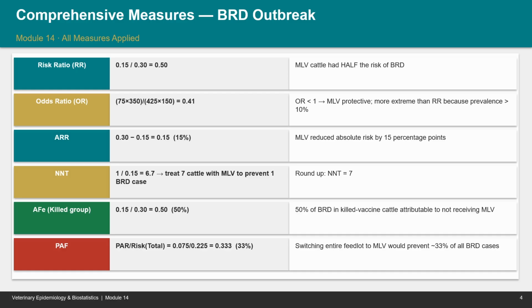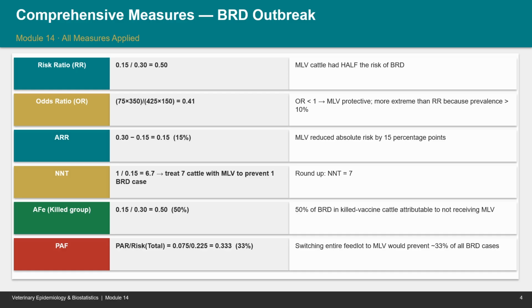Run through all the measures. The risk ratio is 0.5. MLV cattle had half the risk of BRD compared to killed vaccine cattle. The odds ratio is 0.41. Similar direction, slightly more extreme because disease prevalence is above 10%. The absolute risk reduction is 15 percentage points, a meaningful absolute reduction.